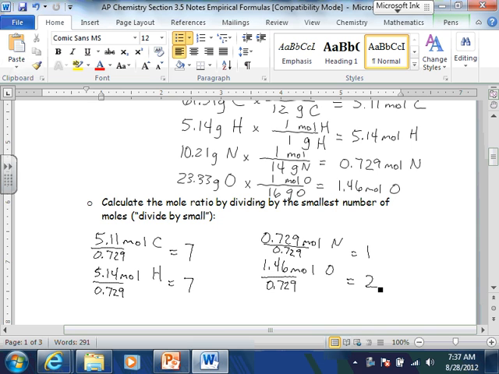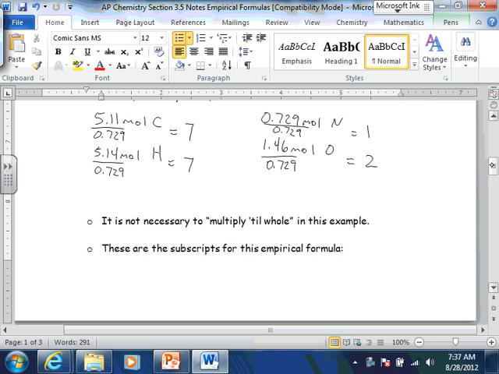Okay, but what that's giving us there is the mole ratio of these things in a compound. So again, in this example, we don't have to multiply till whole. So what this is telling us is these are the subscripts for our empirical formula. And it doesn't necessarily matter right now what order you write these in. Usually in an organic compound, we're going to write the carbon and the hydrogen first, nitrogen and oxygen at the end. So probably the way I would write this would be C7H7NO2. Okay? So that's going to be your empirical formula on that one.